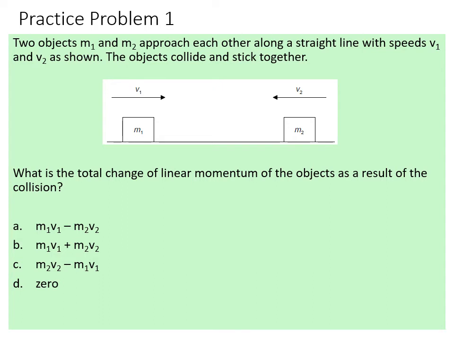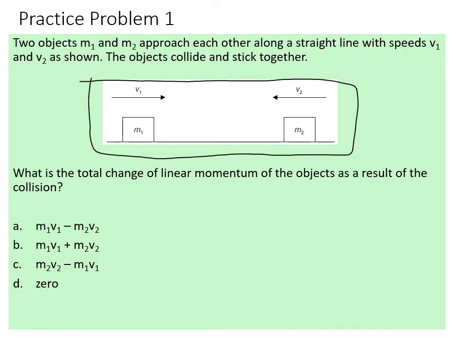So we have our system boundary here. The system includes both objects. They're going to collide. They're going to stick together. This would be an inelastic collision. And because I'm analyzing this system, both objects that are colliding, the total change of linear momentum should be 0 because no matter what, as long as there are no external forces acting, momentum is conserved.